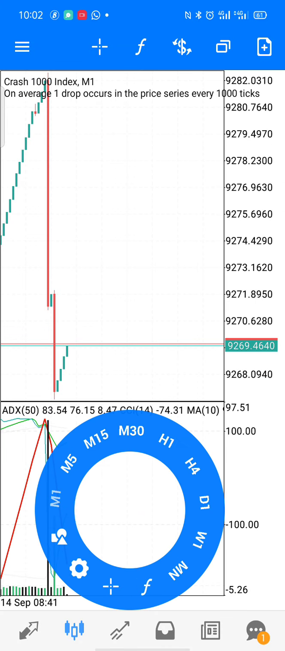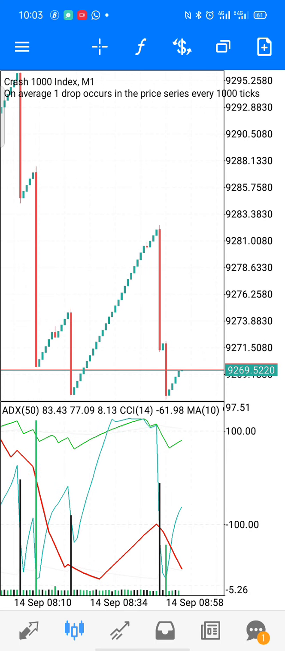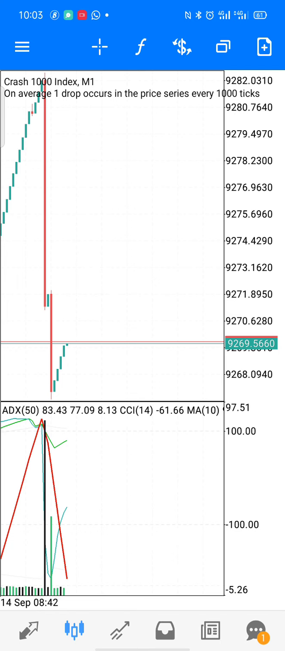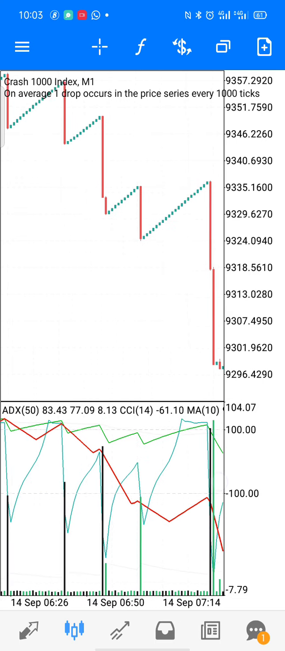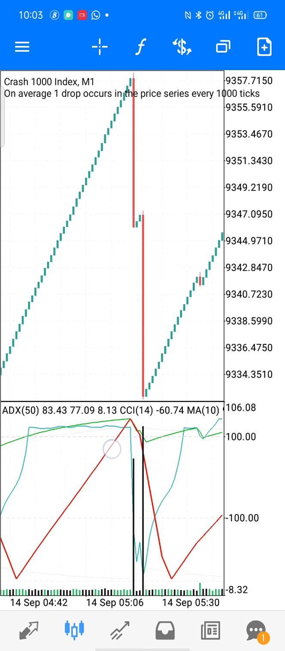So that's all you need. The indicators, you can see the market, obey it, and you make money. Look, crash and boom strategy. You wait for this red moving average to cross above this green line at the overbought level, then you get your spike. Simple as that. Look at this point. Each time it crosses above, you get spikes. It crosses above at this point.